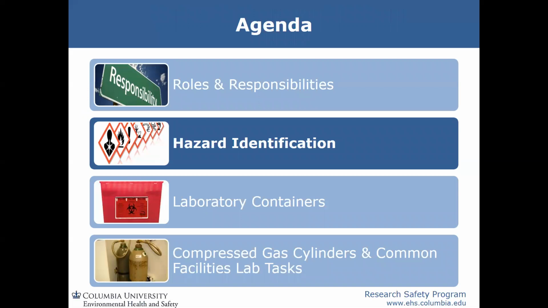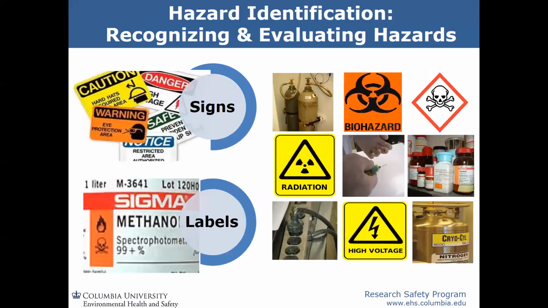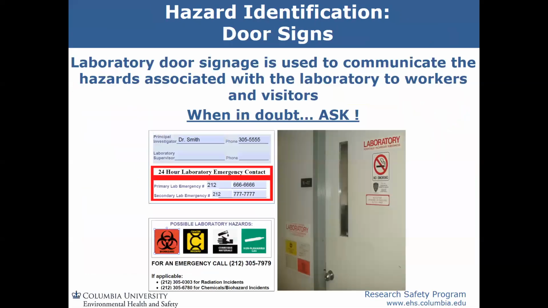Okay, so moving on to our next topic, hazard identification. The primary mode of hazard ID is signs and labels: door signs and chemical labels, areas and equipment, and other warning signs. We will go into each of these in more depth.